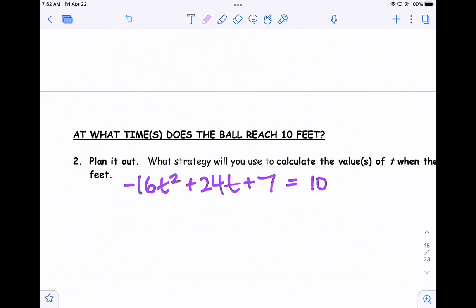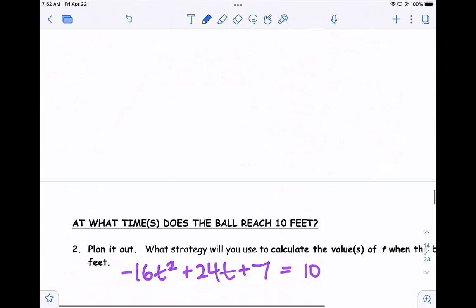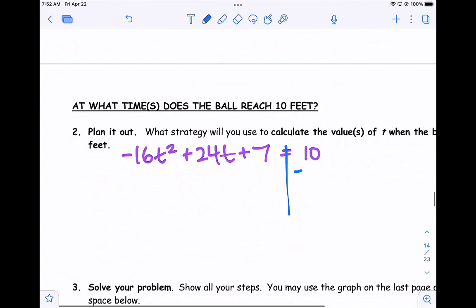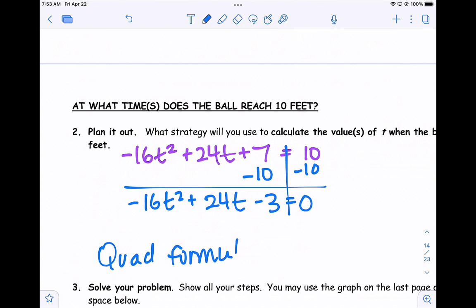So if you recall, we're going to use quadratic formula. Essentially, here's what we're solving right here. If we were to graph it, it's like the x-intercept, but it's shifted up 10 feet. So we do have to shift it back down, so it's actually like on the x-axis. Our first step is we will subtract 10 from each side, so we can get 0 on one side and use quadratic formula. So we have negative 16t squared plus 24t minus 3 equals 0. And then we're going to use quadratic formula to solve.